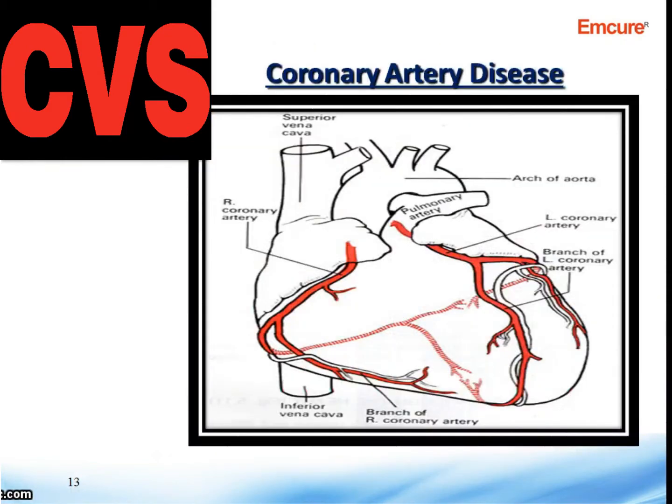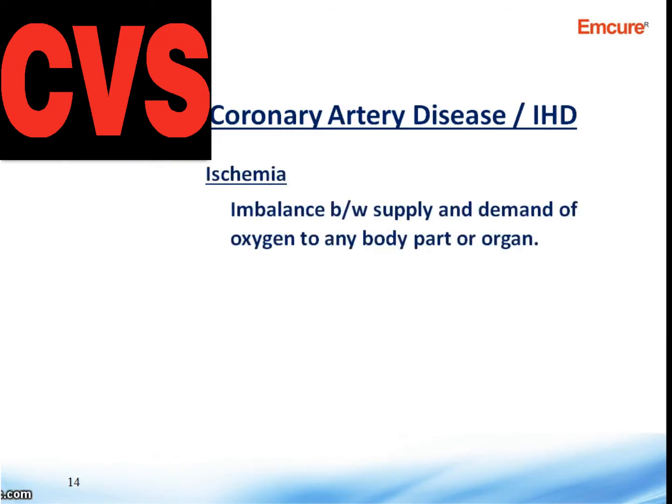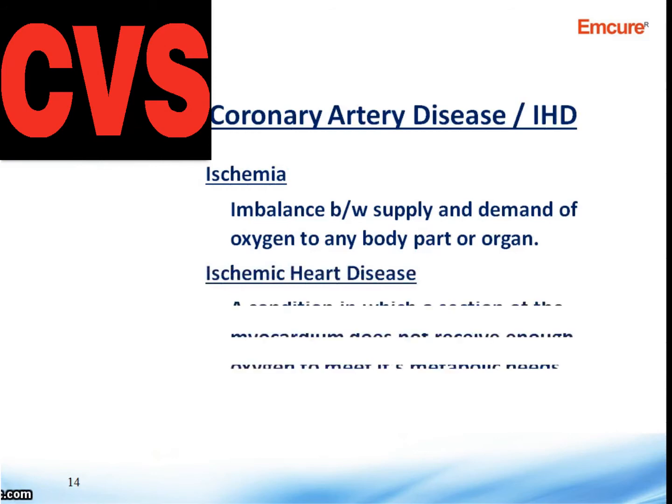Now this is again the same figure, showing again the branches of the coronaries. These are the arteries which generally get thrombosed or occluded, and they can lead to ischemia, which is an imbalance between the supply and demand of oxygen to the heart.